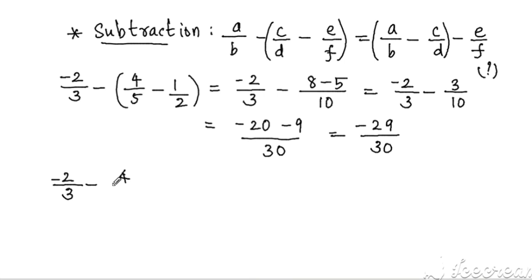Now we can group the first two numbers. So I am going to group negative 2 by 3 and 4 by 5.